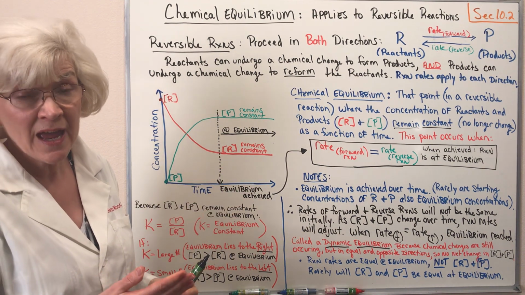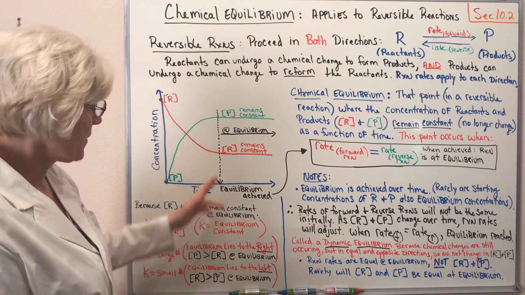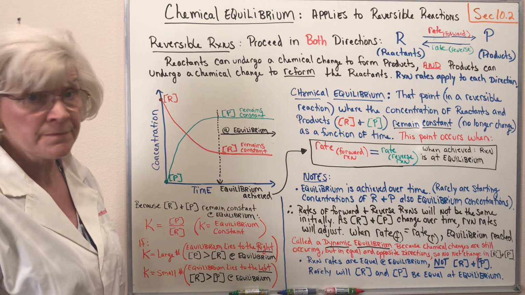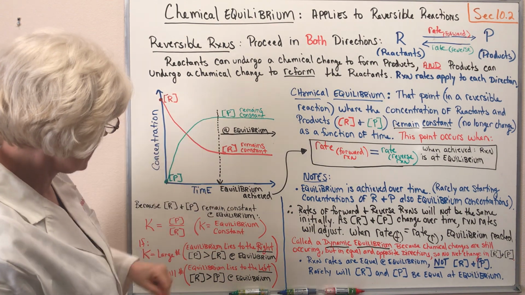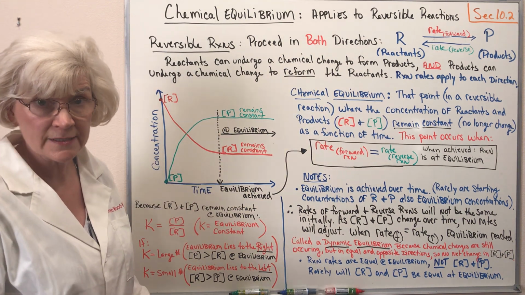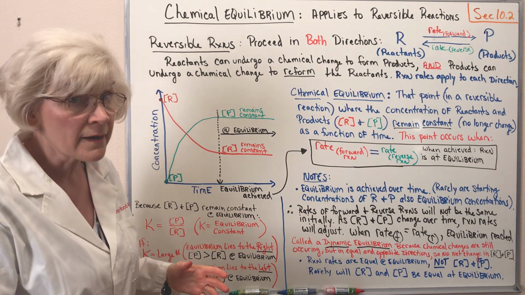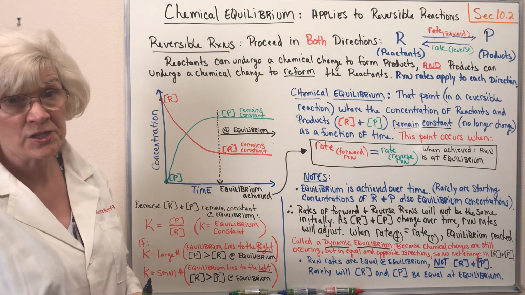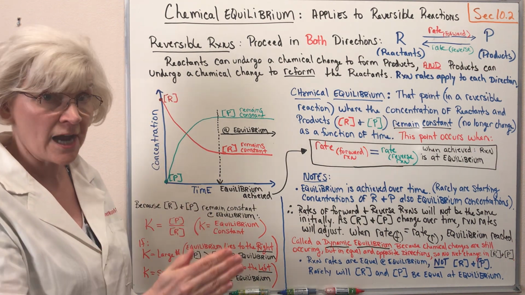So it just depends on the reaction that you are looking at, whether when you achieve equilibrium, do you have more product present, as we're showing in this graph, the concentration of product higher than the concentration of reactant at equilibrium, or is it the reverse situation? It varies from reaction to reaction.